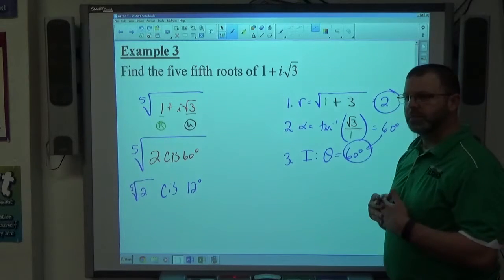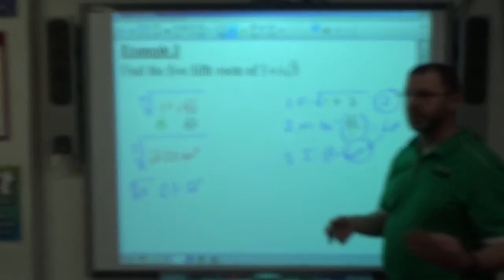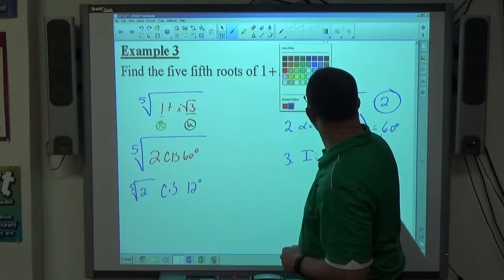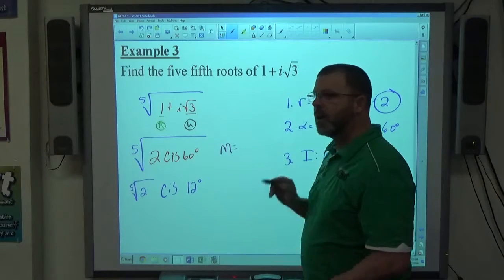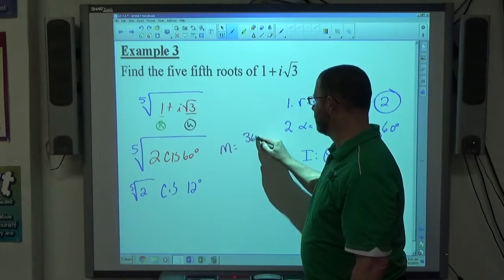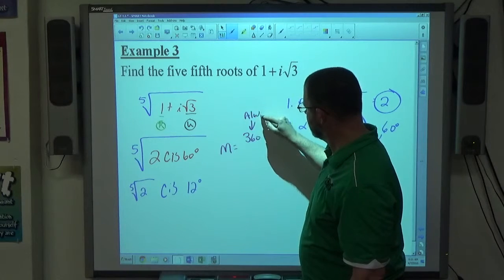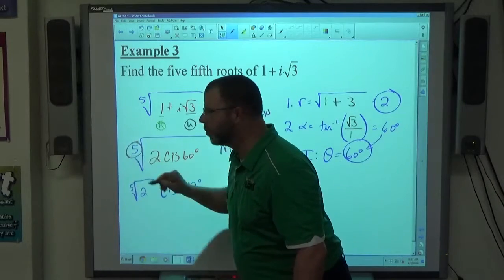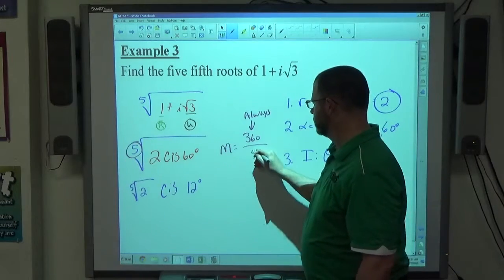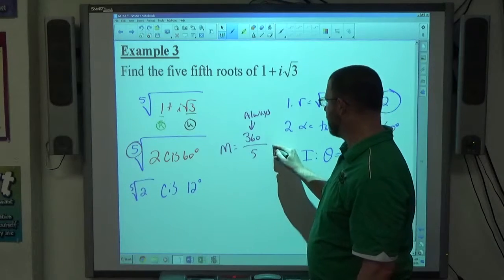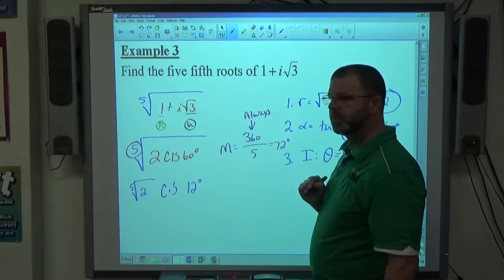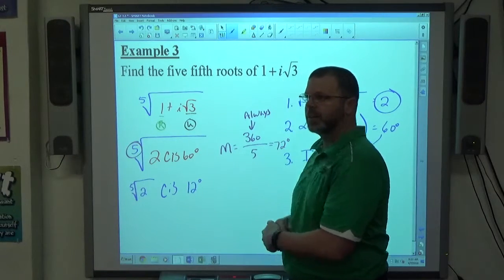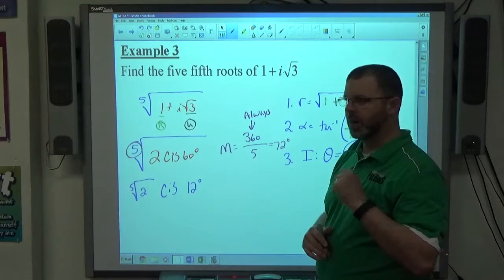Okay. Now the rest of this process is to find the other 4 answers, and we need to find a magic number. I think magic number should be purple. All right. Magic number, always 360, divided by the root. 360 divided by 5 is equal to 72 degrees. What I'm going to do is take the angle 12 and continually add 72 degrees until I get 5 answers. Right now I've got 1 answer.